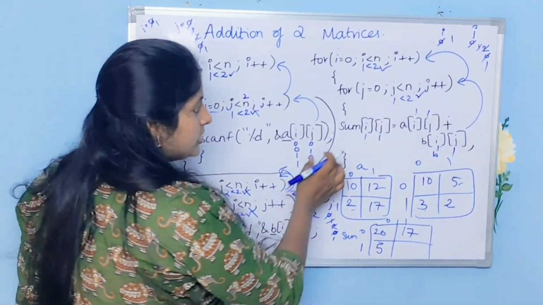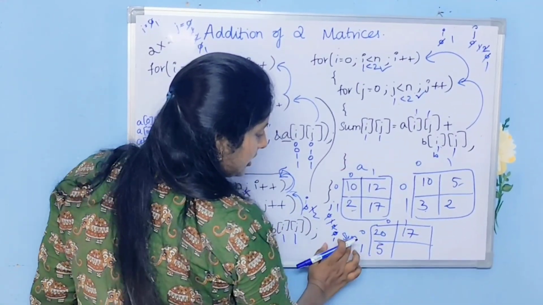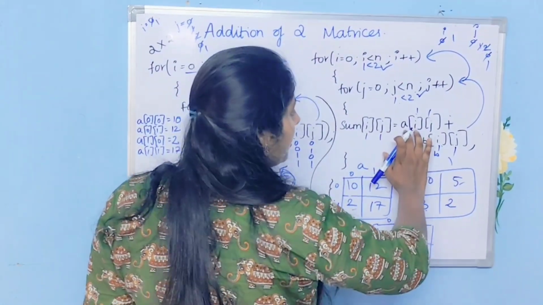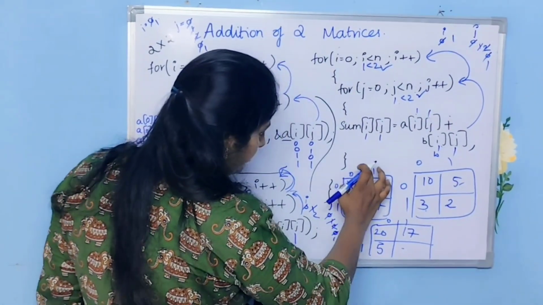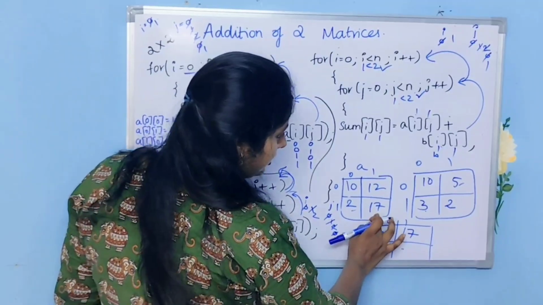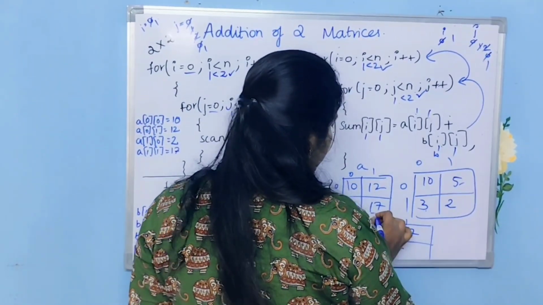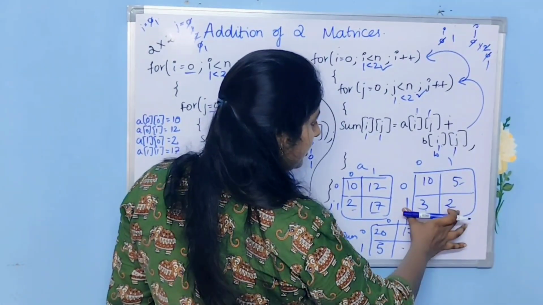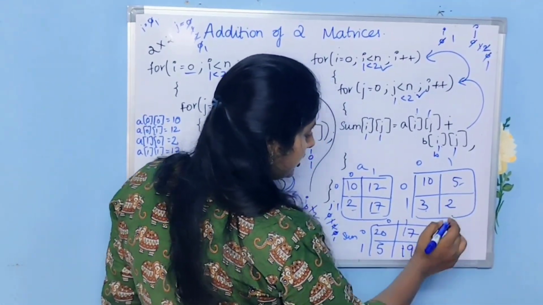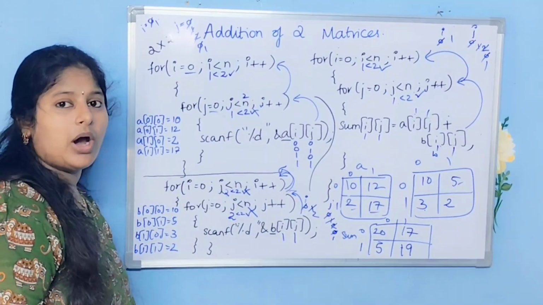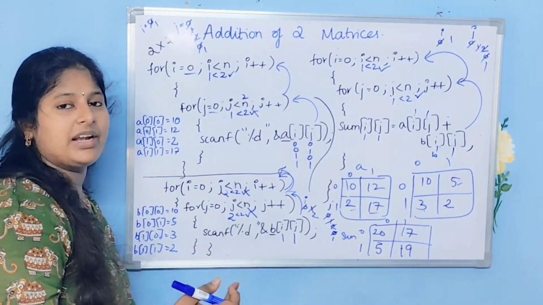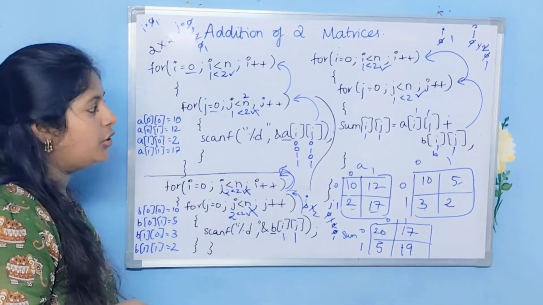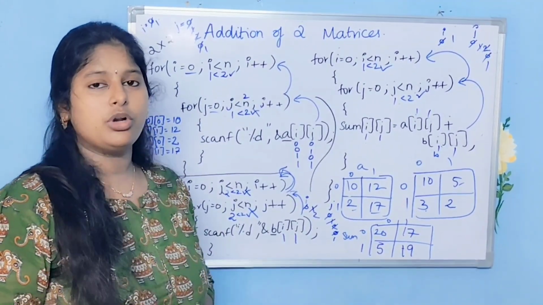Now sum of 1, 1. Where is it? I am trying to fill this cell. What is A of 1, 1? It is 17. And what is B of 1, 1? It is 2. The output is 19. This is how you add elements of matrices. You add 2 matrices and store the result in a third matrix. You can also perform matrix addition with more than 2 matrices.